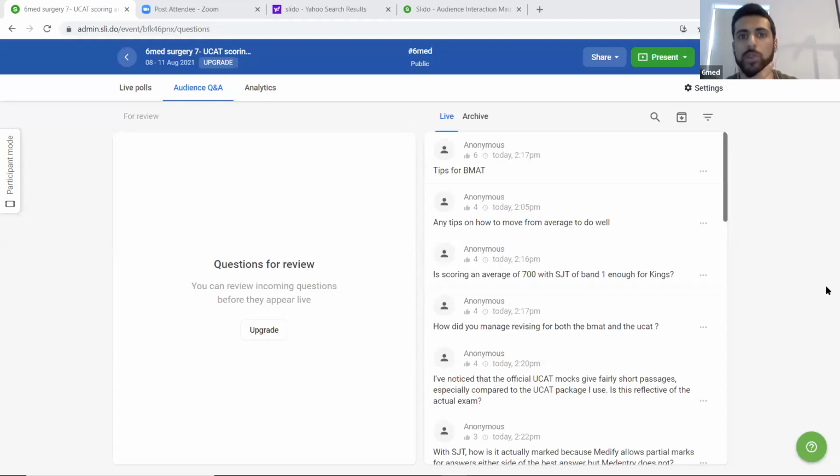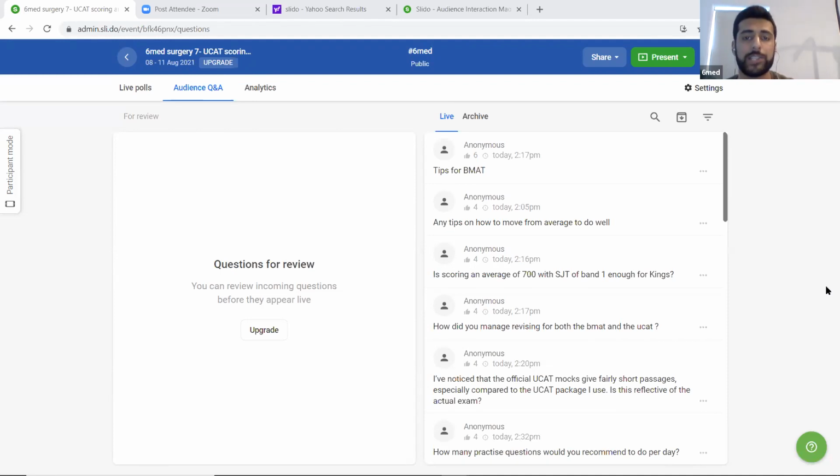Okay, so I've got one about the BMAT. That's a pretty broad question, tips for BMAT. So I will assume you haven't started off yet. I think anyone who's going to sit the BMAT, the first thing you need to do, the same with any exam, is get really familiar with what the format of it is.